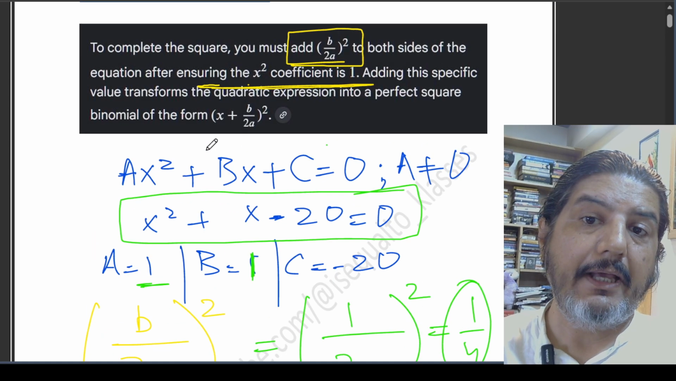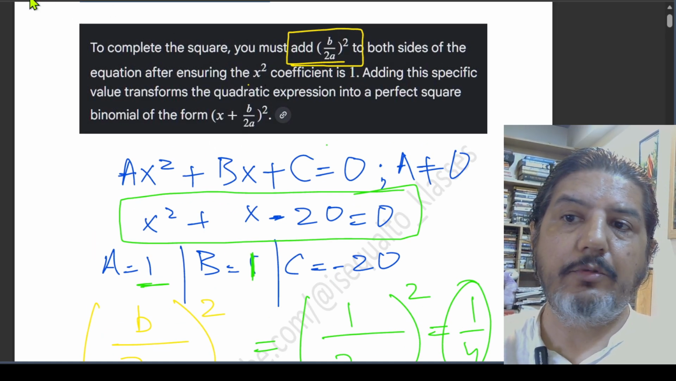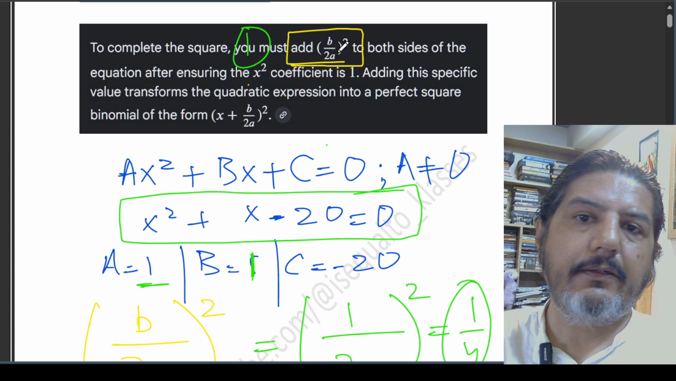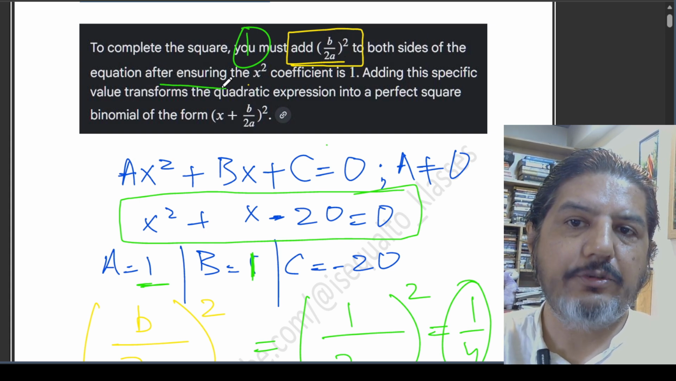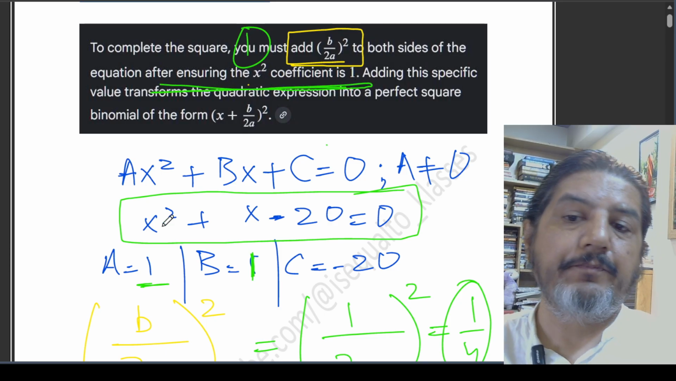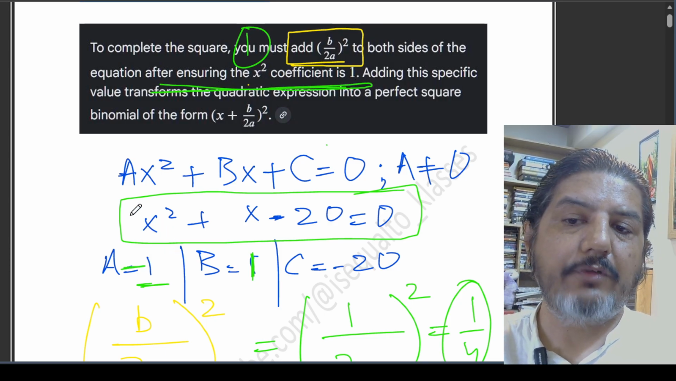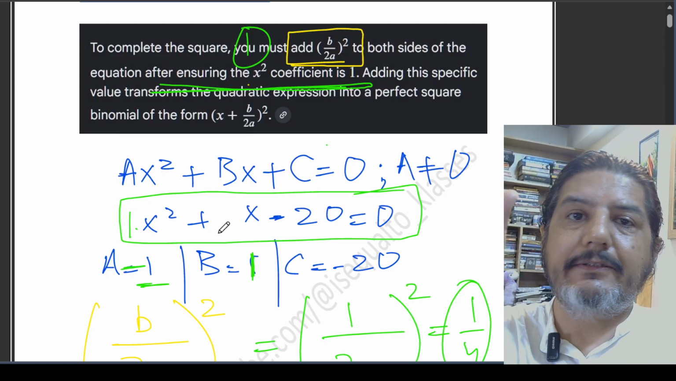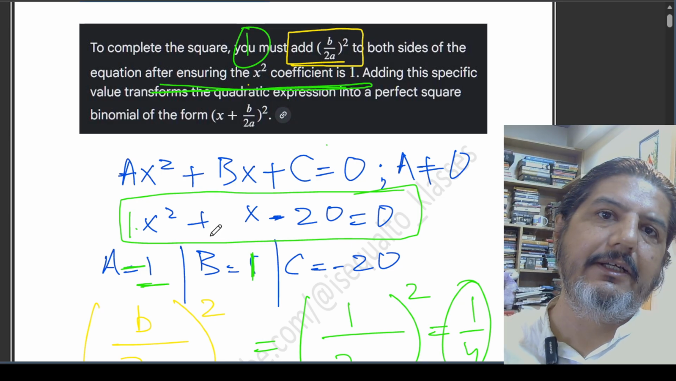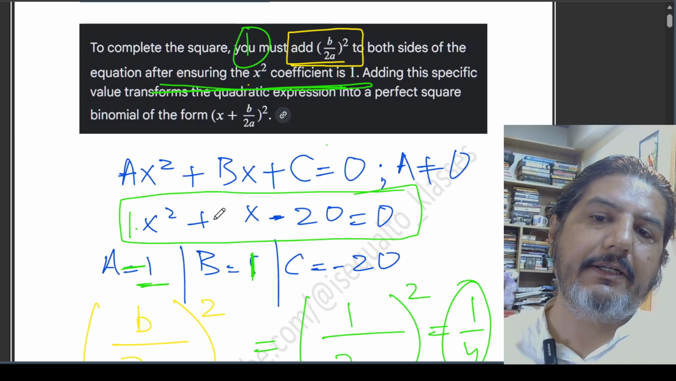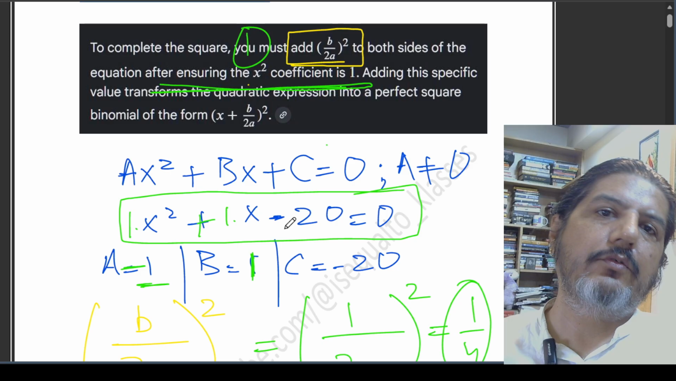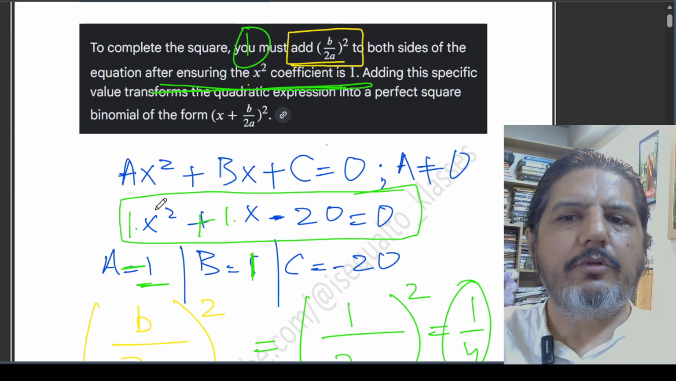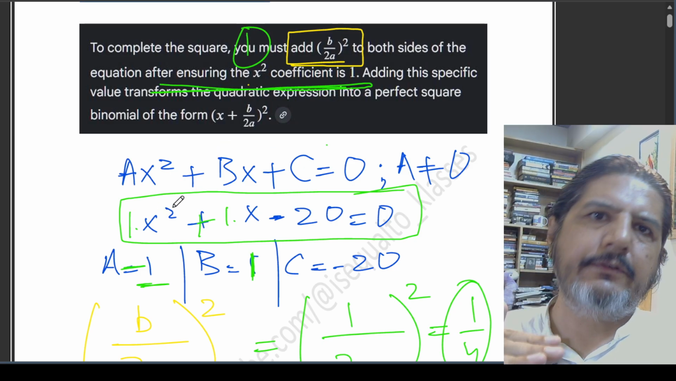Another thing, if you see, he is talking about two things. One is this factor b upon 2a whole square to be added on both sides of the equation. The second is after ensuring that the coefficient of x square is 1. In our case, incidentally, the coefficient of x square is already 1. What is the meaning of coefficient of x square? Whatever number is there beside x square on the left side, that is called the coefficient of x square. In our case, the coefficient of x square is 1. So you need to ensure that before you start the process, the coefficient of x square should be equal to 1.